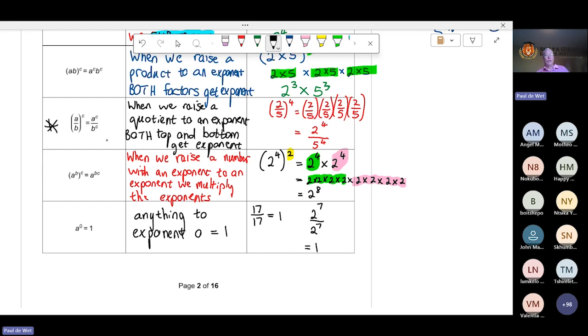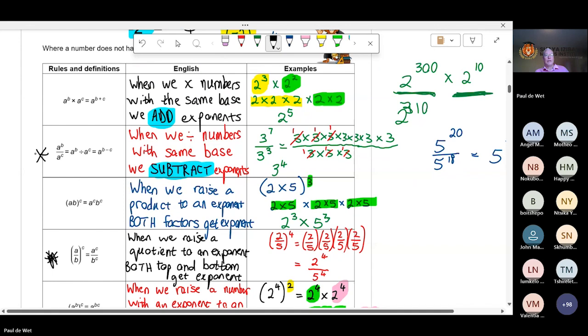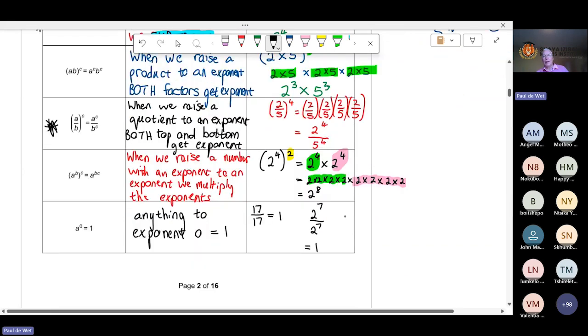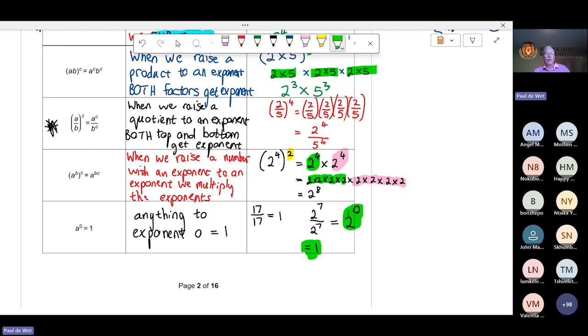But this rule over here says that when we have the same bases, we are going to subtract our exponents. So our other rule says if you're dividing and you've got the same bases, you're going to subtract your exponents. 2 to the 0. Now, for this to make sense, this has to equal 1. And that's why this rule is in place. It's actually a definition, not a rule. But anything to the power of 0 is 1.